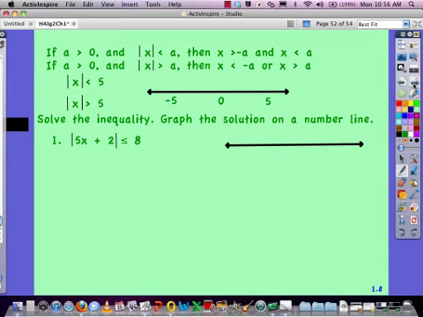If A is positive, again, A is greater than 0, and the absolute value of x is greater than A. So the only difference here now is the less than or greater than. We would get x is less than the opposite of A, or x is greater than A.